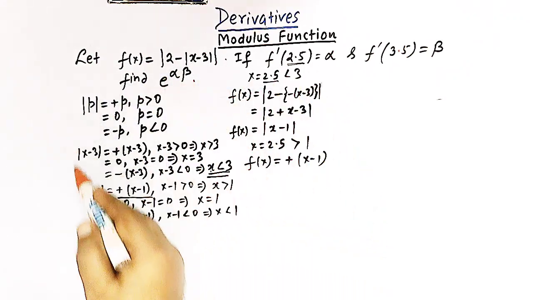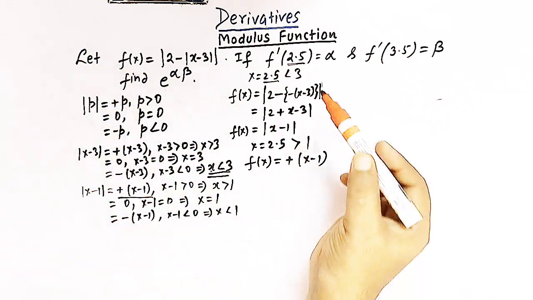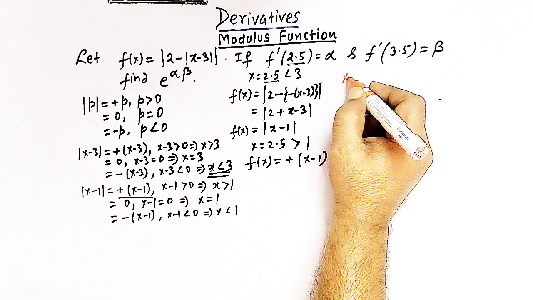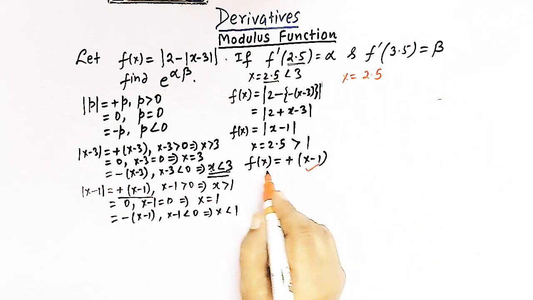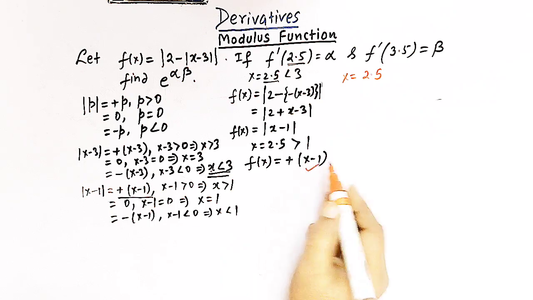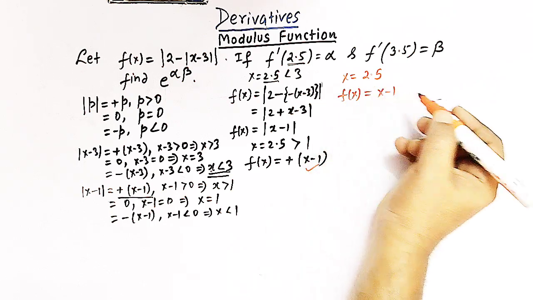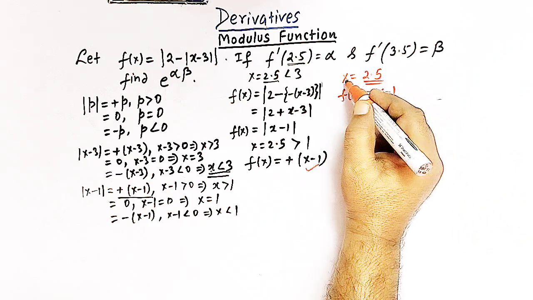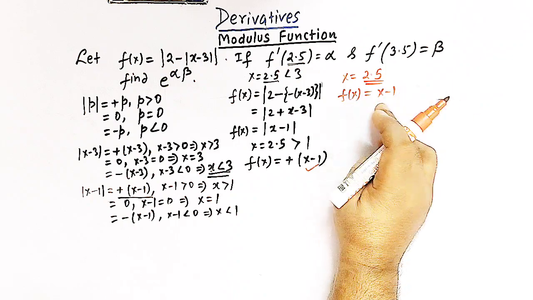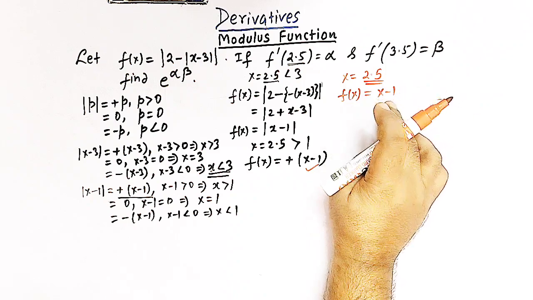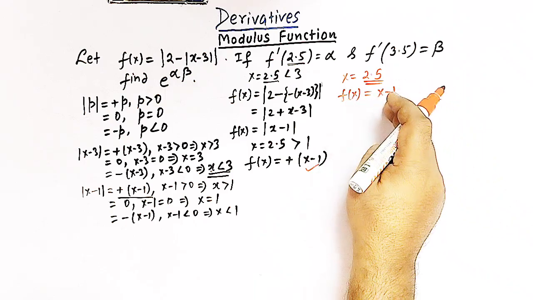So now from this discussion we can conclude that the modified form of this function f of x in the neighborhood of x is equal to 2.5 is given by this linear function, that is x minus 1. So we have f of x is equal to x minus 1 in the neighborhood of x is equal to 2.5, and this function f of x is now a linear function, right?